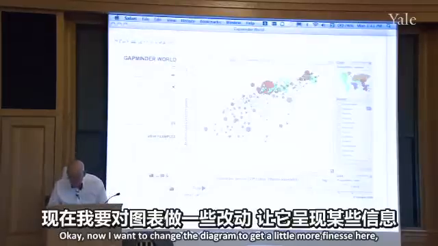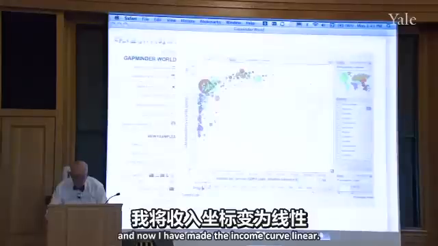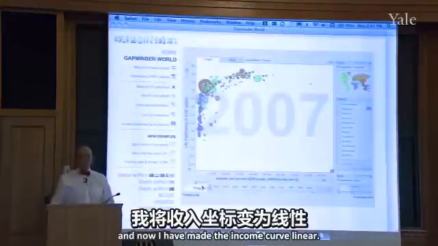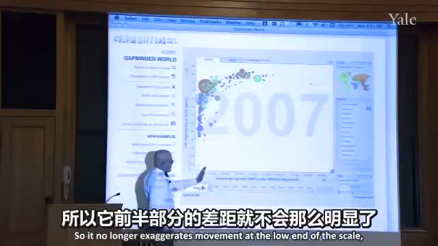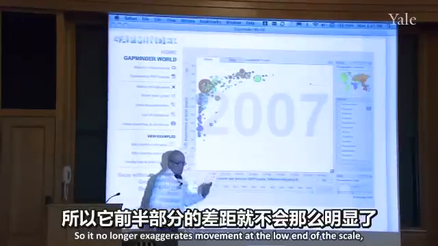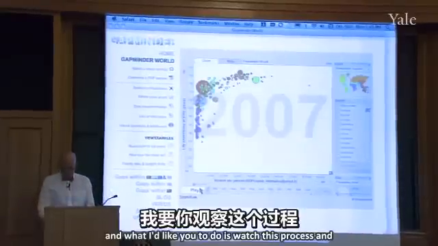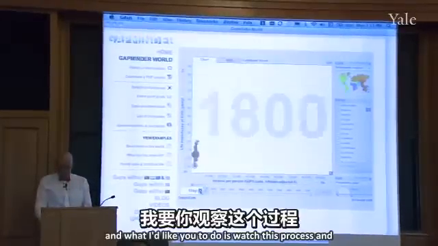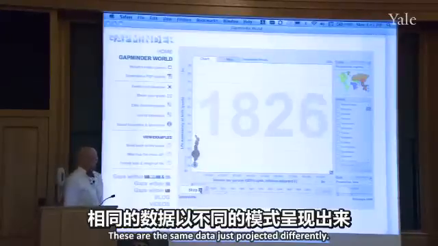Okay, now I want to change the diagram to get a little more finesse here. And now I have made the income curve linear, so it no longer exaggerates movement at the low end of the scale. What I'd like you to do is watch this process and tell me what you think you're seeing. So these are the same data, just projected differently.